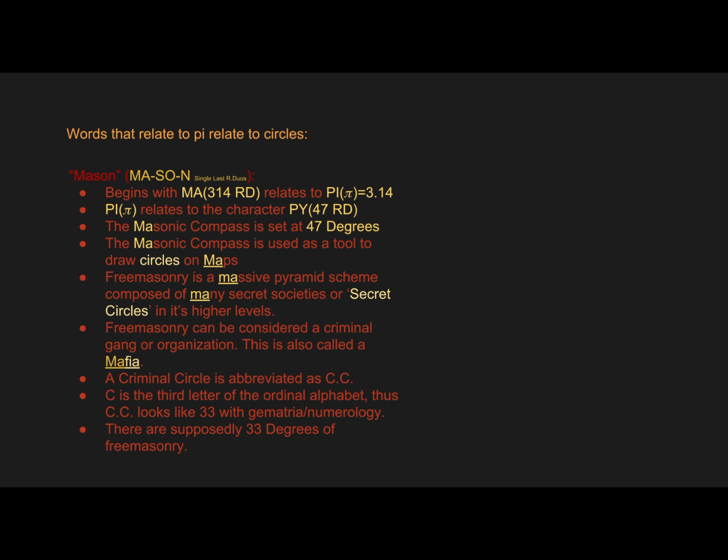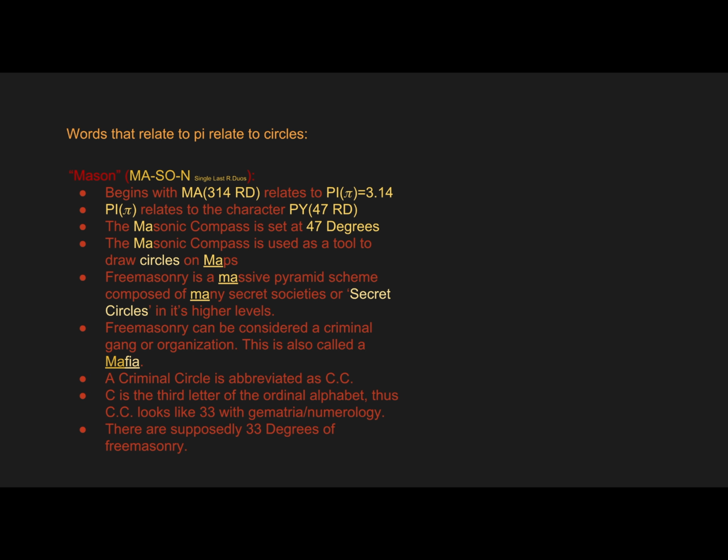Anyway, Freemasonry is a massive pyramid scheme composed of many secret societies or secret circles in its higher levels. 3.14, MA 314. Freemasonry can be considered a criminal gang or organization. This is also called a mafia, which also begins with the character MA, which is equal to 314. A criminal circle is abbreviated as CC.